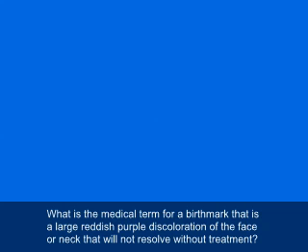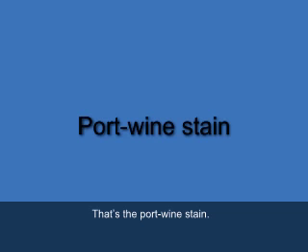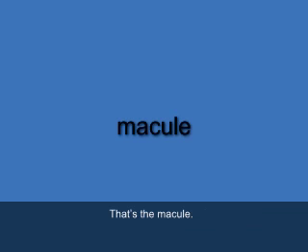What is the medical term for a birthmark that is a large reddish-purple discoloration of the face or neck that will not resolve without treatment? That's the port wine stain. Port wine, P-O-R-T hyphen W-I-N-E, and stain, S-T-A-I-N. And finally, what is the medical term for any flat discoloration of the skin? That's the macule, M-A-C-U-L-E.